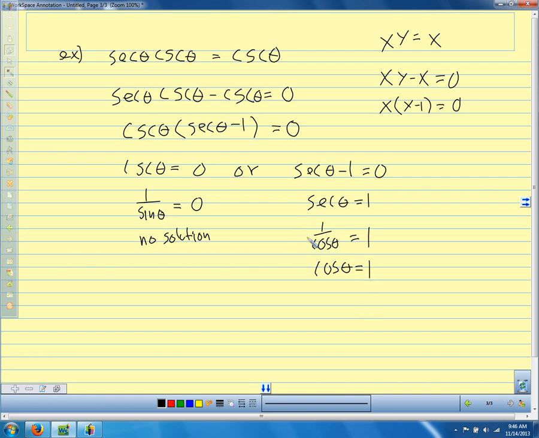Now on the unit circle, where is the cosine of the angle equal to 1? 0. And I'm just going to say 0 plus 2n pi. That takes care of the 2 pi. And I could leave off the 0 if I wanted. So we can write 0 plus 2n pi or just 2n pi. So any multiple of 2 pi gives me a cosine of 1. So this would be my solution.